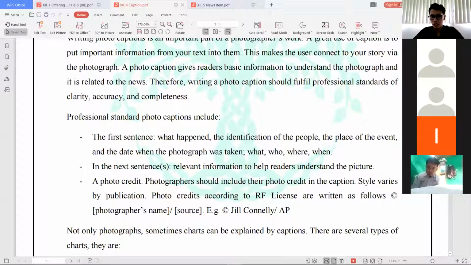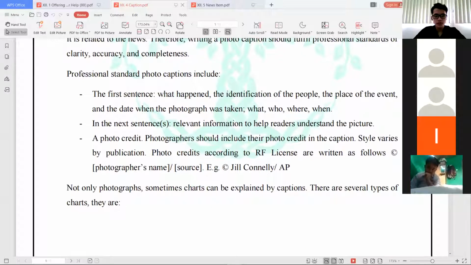How to write it down? First, you have to write down the copyright symbol, the circle, and then the letter C inside of the circle. After that, the photographer's name, and then the source. For example, Jill Connolly, AP. Jill Connolly is the one who took the picture, and AP is the one who released the picture.